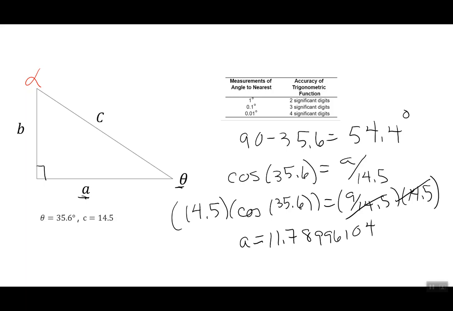11.78996104. For the first time, I'll talk about what we do with all of these decimal places. Well, we look at the chart. The chart says, looking at our original theta, which was 35.6, it had one decimal place. I give 3 significant digits in my answer, so 3 significant digits says I should make A 11.8.